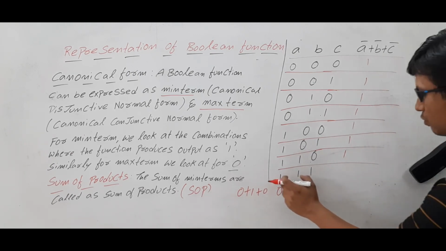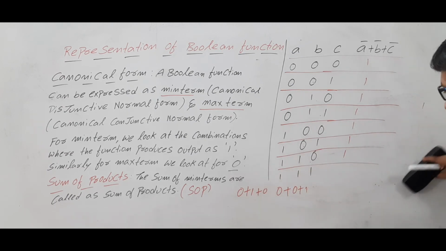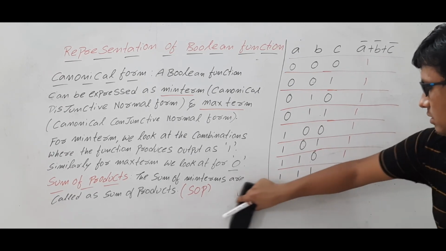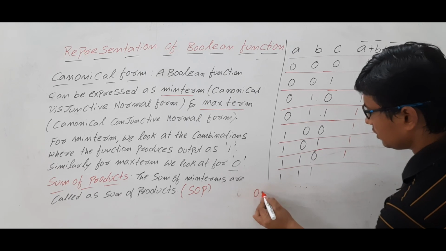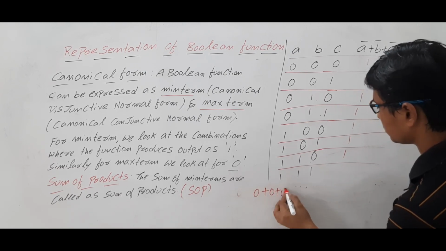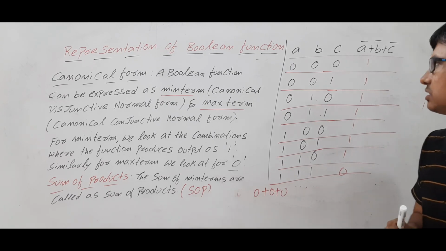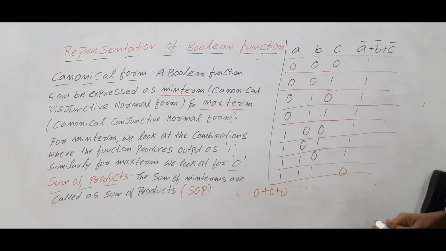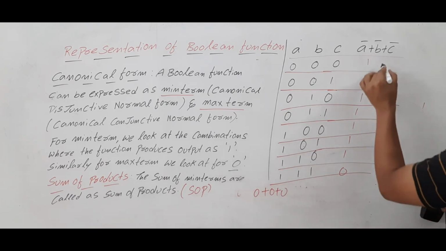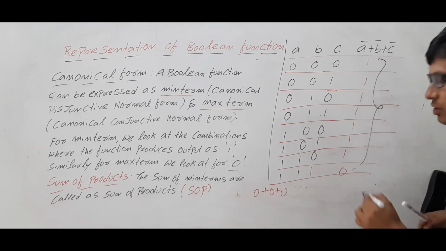Now let's see 1, 1, 1. What will happen? 0 or 0 or 0. So it will give 0. So if you see this, out of 8 combinations, this function has produced the output 1 for 7 times, and for 0, this many times.